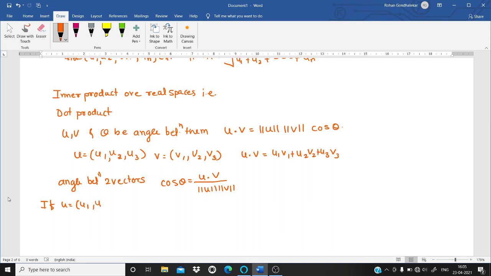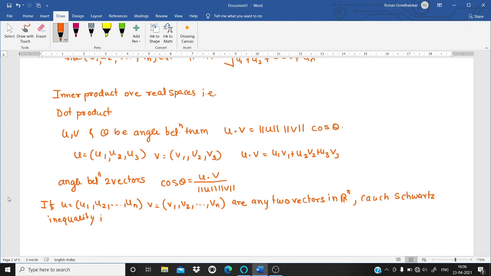So if we have two vectors, u = (u1, u2, ..., un), an n-dimensional vector, and v = (v1, v2, ..., vn), the two vectors given to us, any two vectors in Rn, that is n-dimensional real space, then the Cauchy-Schwarz inequality in Rn is: mod of u dot v is less than or equal to norm u into norm v. So this is our Cauchy-Schwarz inequality.